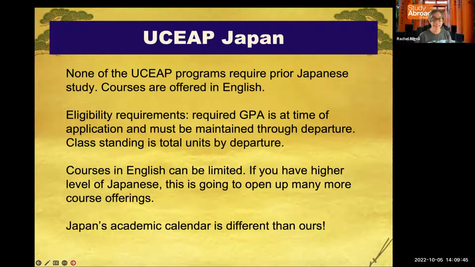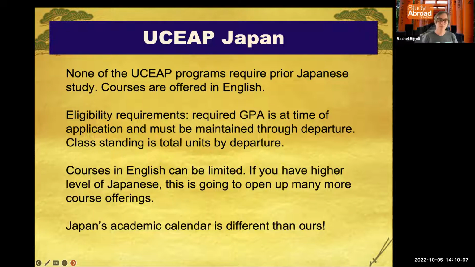Class standing is by departure. So if you have advanced standing, maybe your first year, but you came in with a lot of units, we want to know what your unit value is by departure and if you meet the required class standing. So it's not how many years you've been at UCSD, it's by total units, and it's by departure.